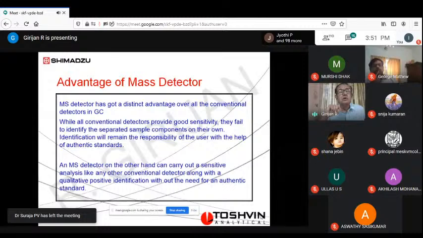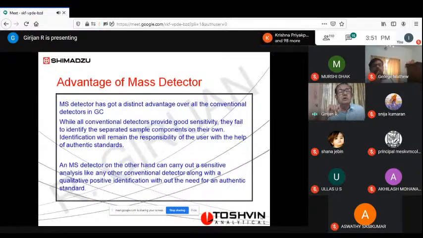Okay. At the same time, an MS detector, if you have a mass spectrometer connected to a GC system, it can carry out a very sensitive analysis. Sensitivity here also, there is no issue. We will get a very good sensitivity in the case of MS also. But what is the plus point here? It can qualitatively identify the compound without a standard. That's a major advantage. For qualitatively identifying the compound, you don't require a standard in MS.